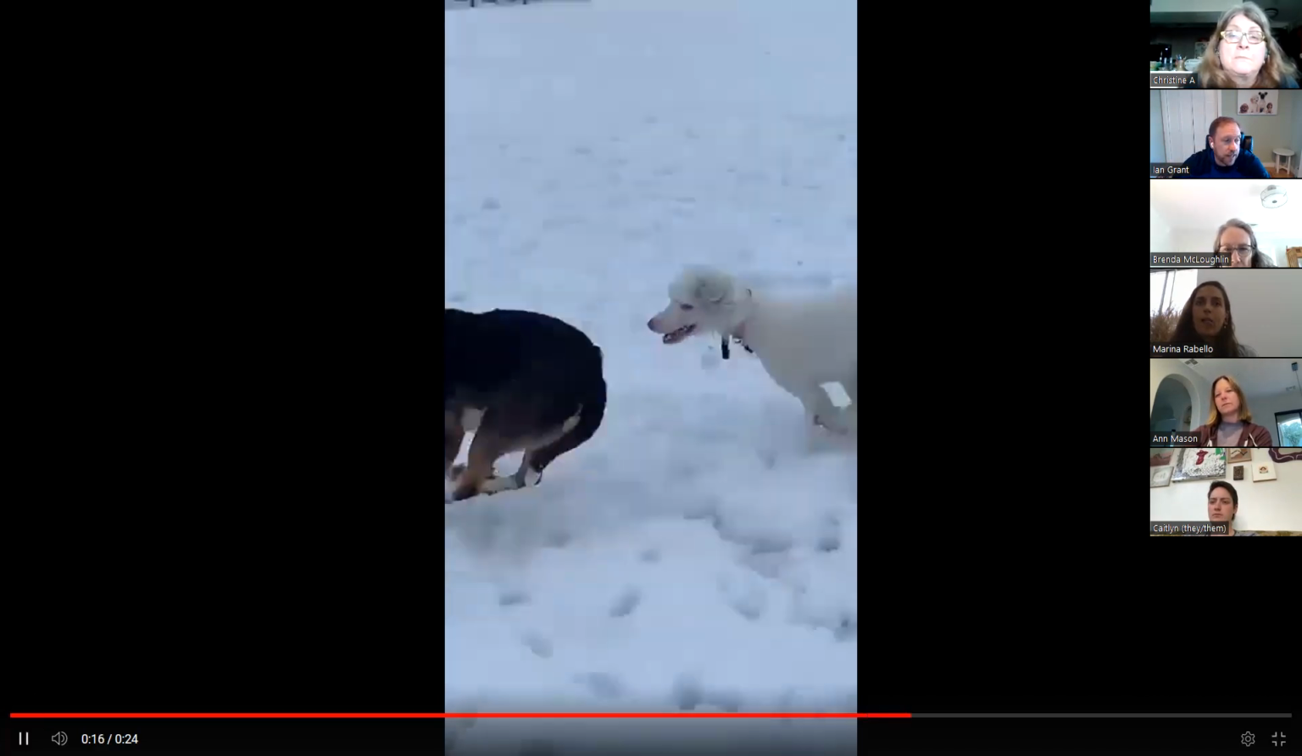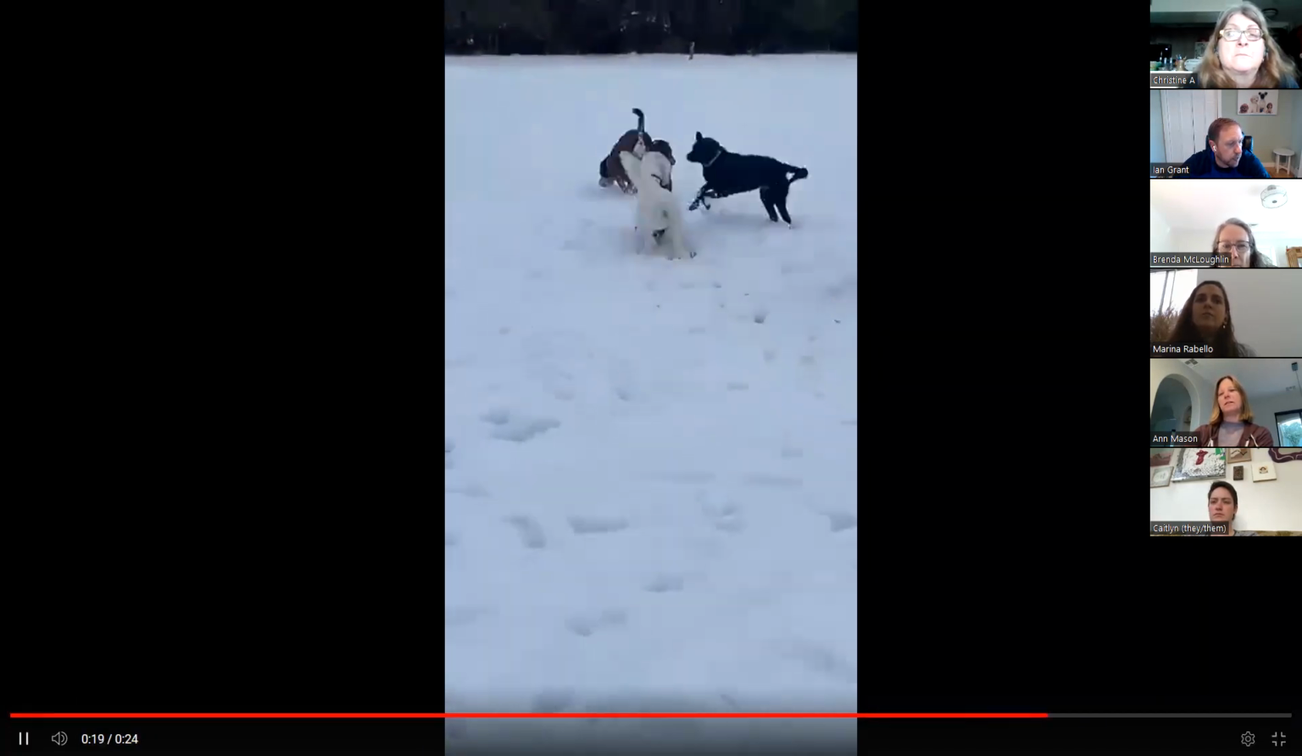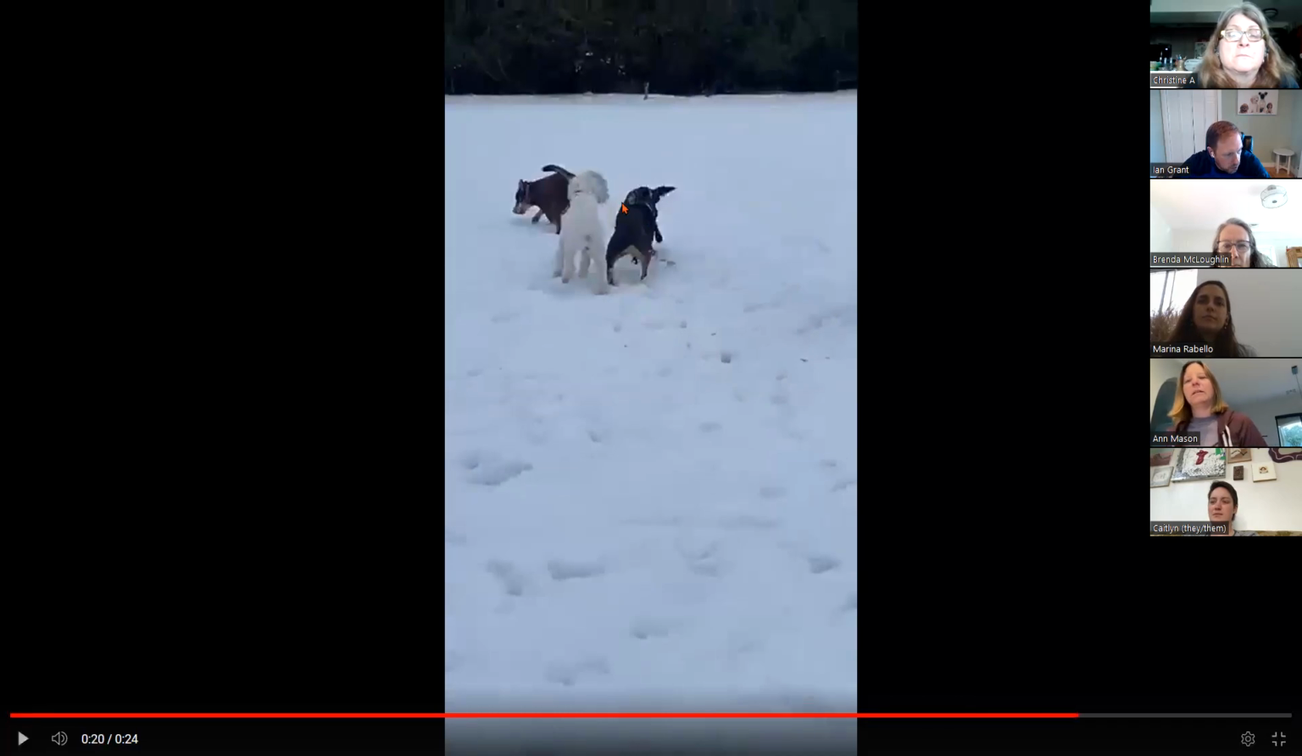And now her flight mode really kicked in because she's running, right? And she still had that little tuft of hair up on her back. So this black dog over here came in to see what's going on just because they were running around so much.